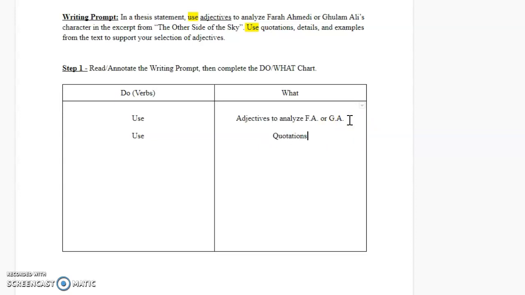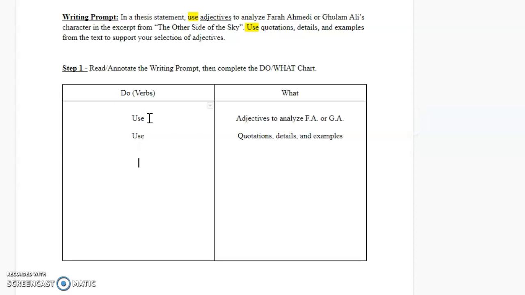Quotations, details, and examples from the text to support your selection of adjectives. I have some people who will argue as well that additional verbs may include analyze, because you're going to analyze Farah Ahmadi or Ghulam Ali. I also have some people argue that even support are additional verbs because you need to support your selection of adjectives. But for the minimum, I'm looking for these right here.